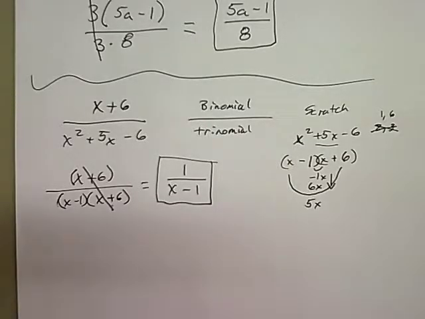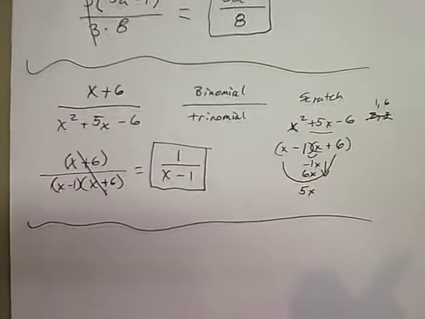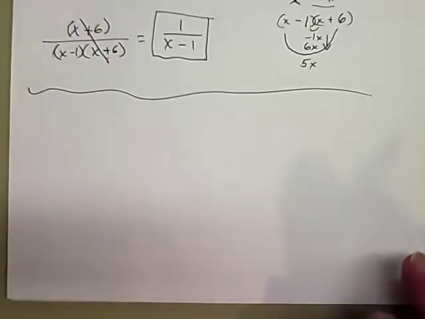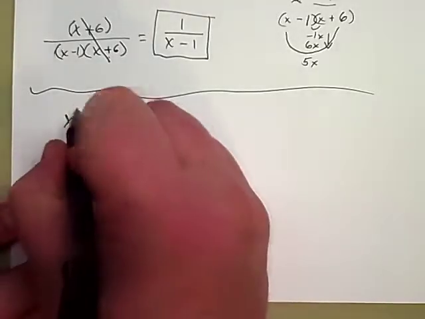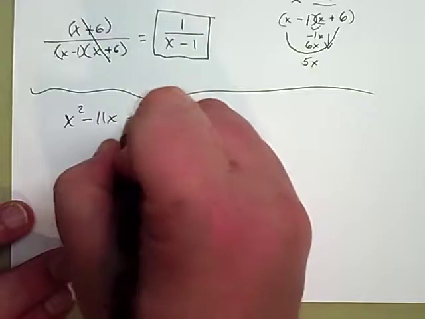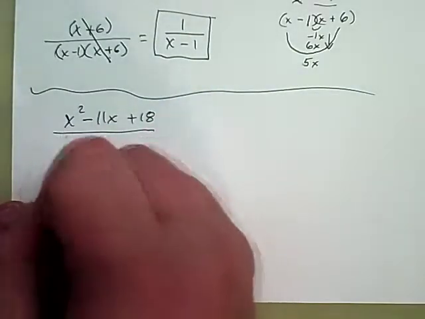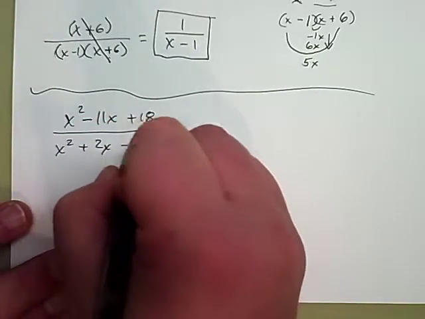We got time for one more. All right. So I just checked with our boss here. We do have time for just one more example. Now what happens if I have a trinomial divided by a trinomial? All right, so let's take a look. We have x squared minus 11x plus 18, okay, divided by x squared plus 2x minus 8.